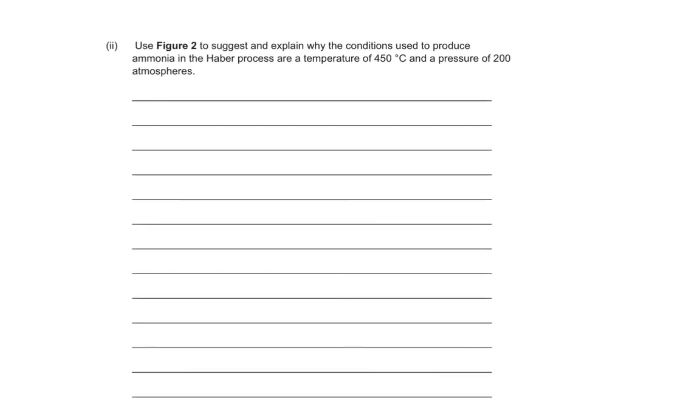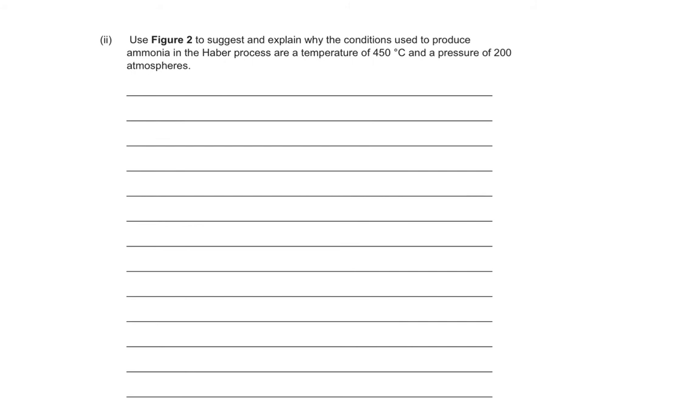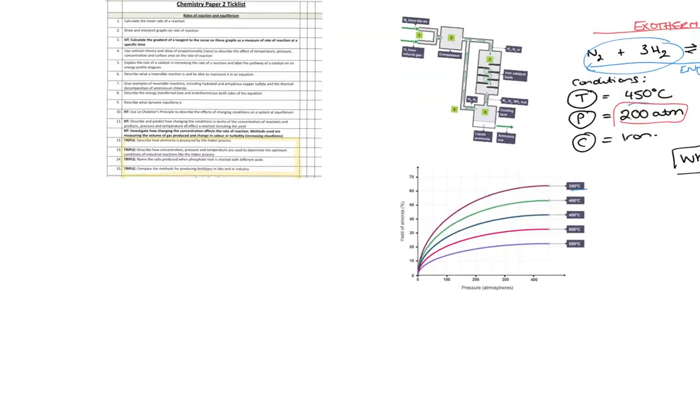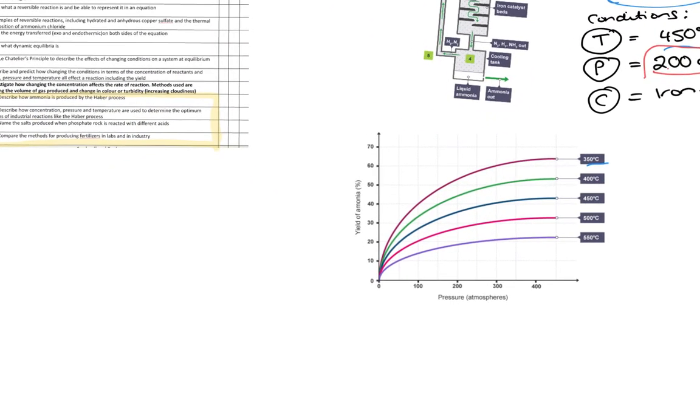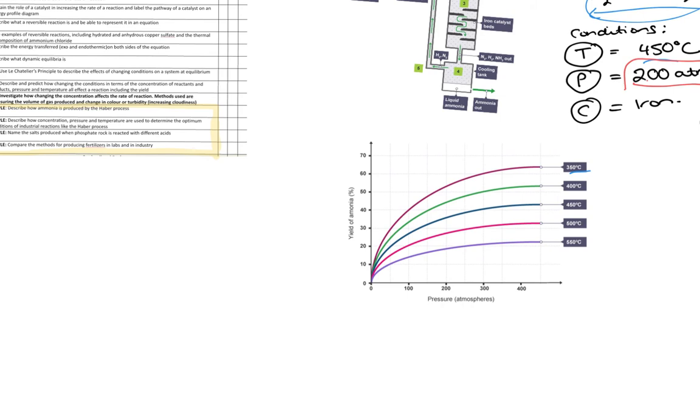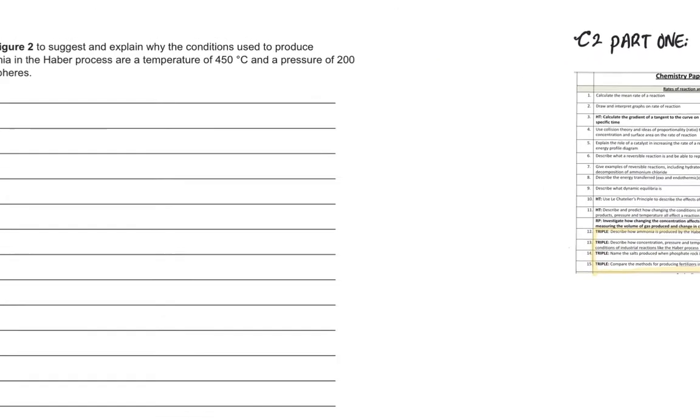So this is one example of a past paper question. It is a 5-mark question. And the figure 2 that they refer to is a graph very similar to this one here. Okay, it's just a graph showing us different temperatures and pressures and how they would give us different yields.